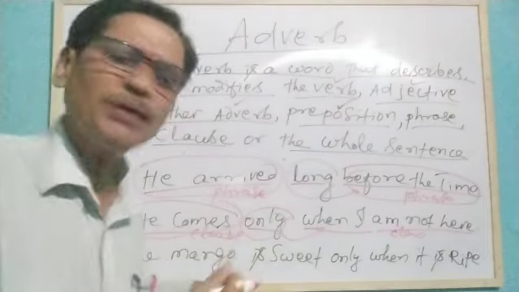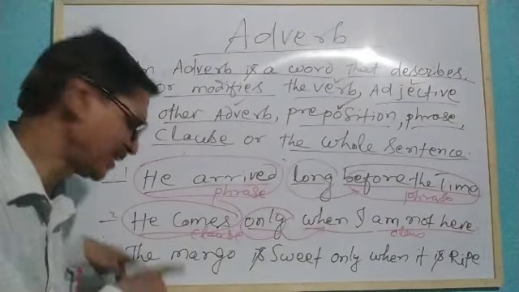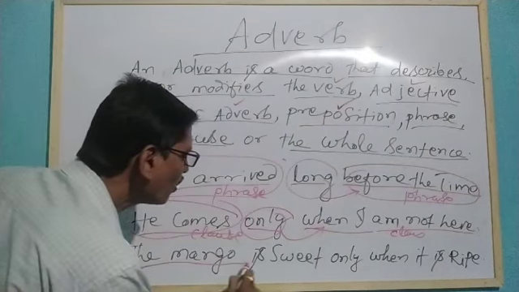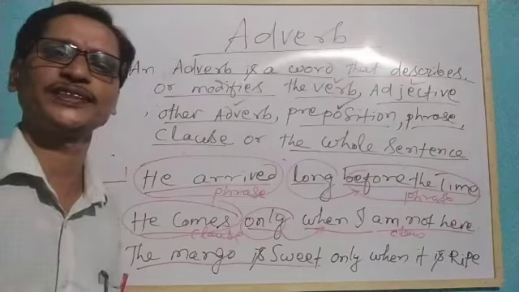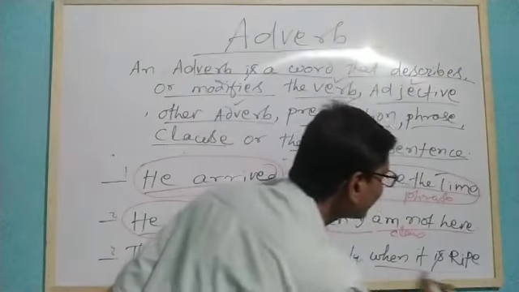Understood? So similarly, let's see the next example here. The mango is sweet. What is sweet? The mango is sweet, when it is ripe.